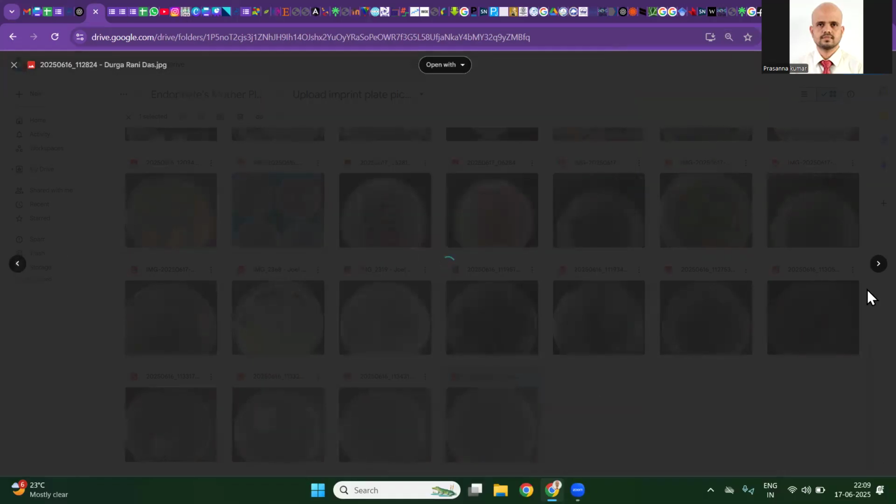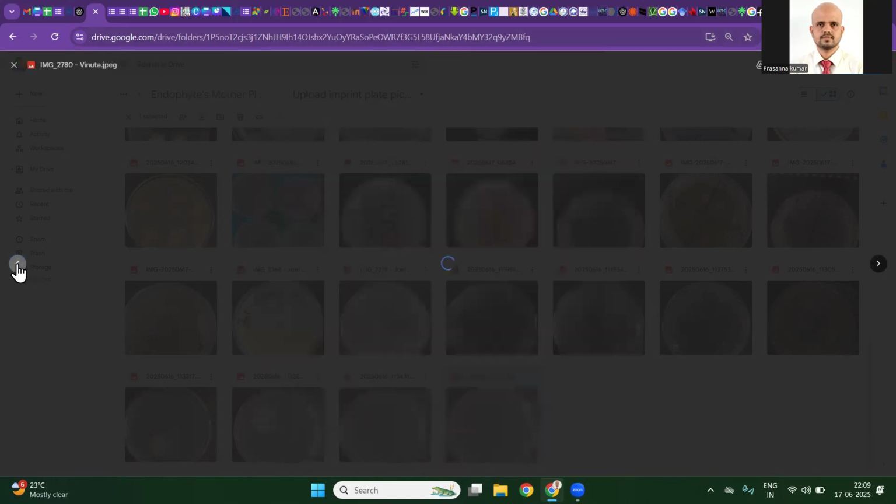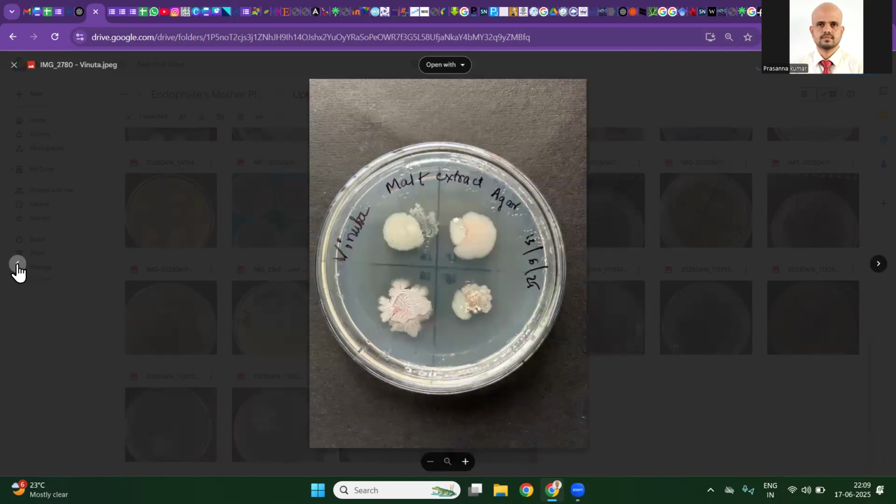We have to make sure that the laminar control is very clean. Not like this, definitely. It has swarmers here occupying the entire plate. All four imprints have growth.